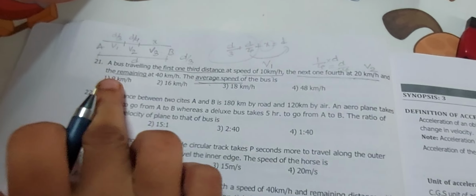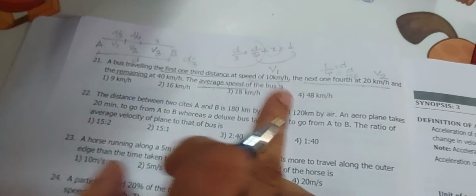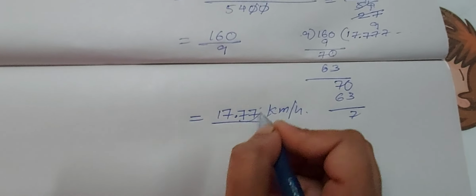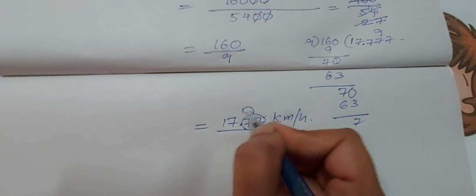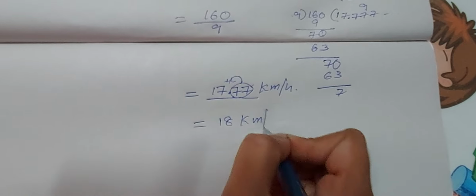So let me check whether the answer is there or not. Here is the formula, here is the question, and here are the options. Oh no, what happens? The answer is not found here. So now we got 17.7. Let us round off the number. Here we have more than 5, so that we can add plus 1 to the number. Then it becomes 18 kilometers per hour.